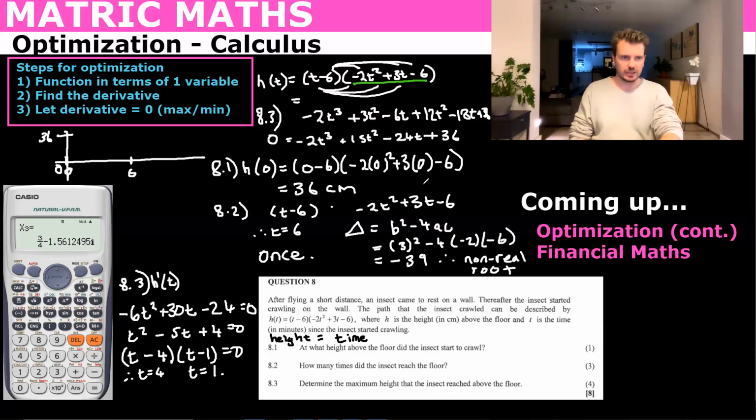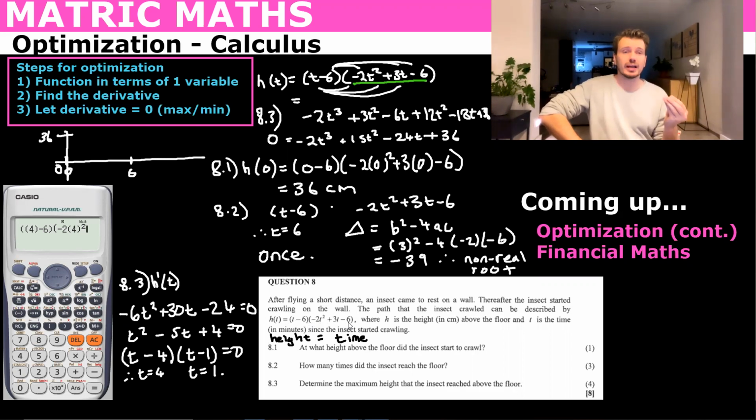I've got my calculator here. When I substitute into the original, I'm actually going to use the one that I was given in the question, t minus 6 minus 2t squared plus 3t minus 6. The reason I'm going to do that is just in case I made a careless error in my multiplying out. This answer will still be correct because I'm using the original equation.